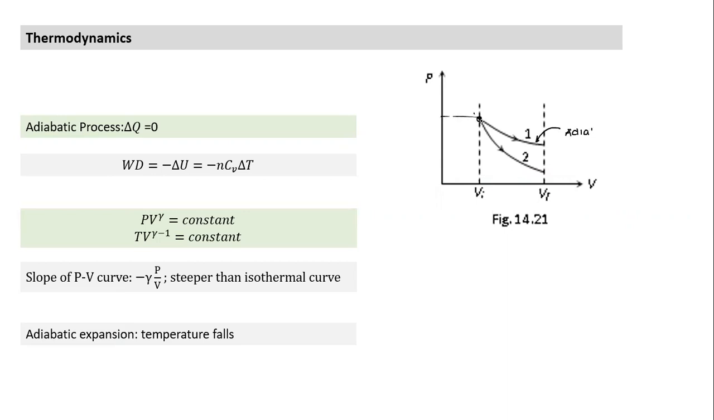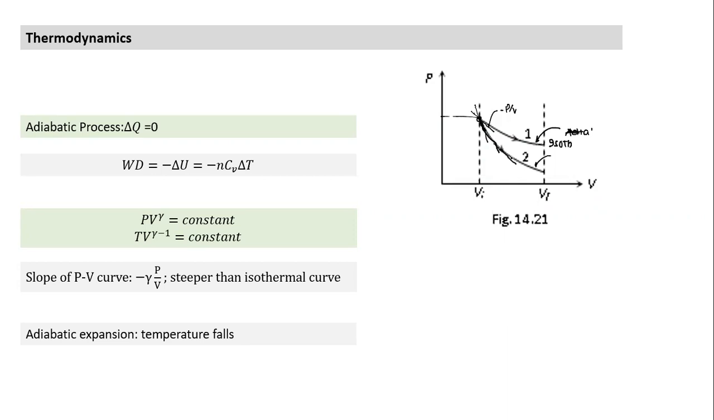At this particular point, if I draw a tangent, the tangent will have a slope equal to minus P by V. But what I have written is isothermal expansion. When we have adiabatic expansion, if I draw a tangent at the initial point, it will be steeper. So from the beginning itself, it will have a steeper slope, and every point goes like this.